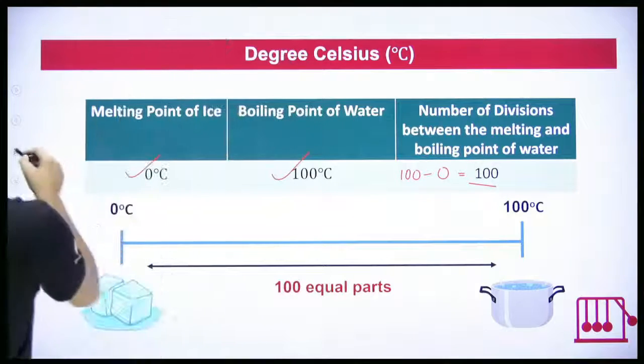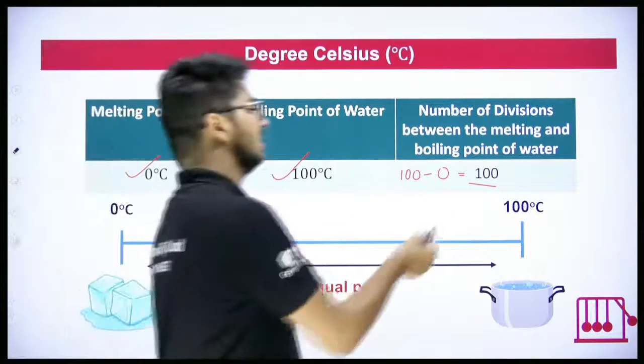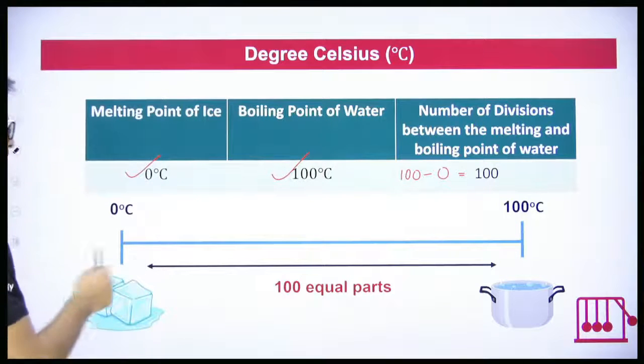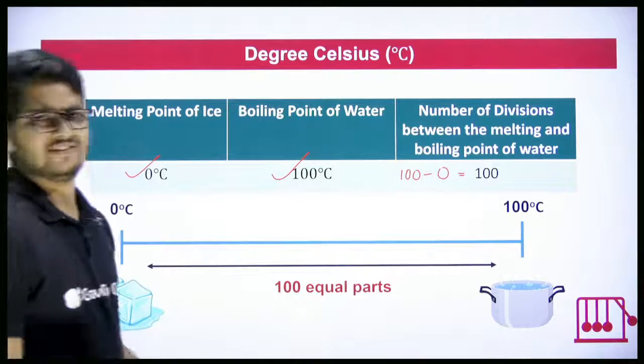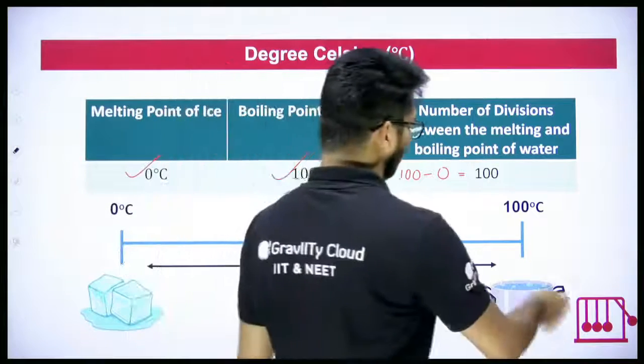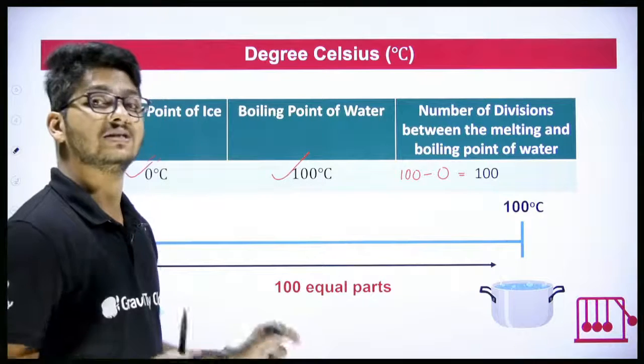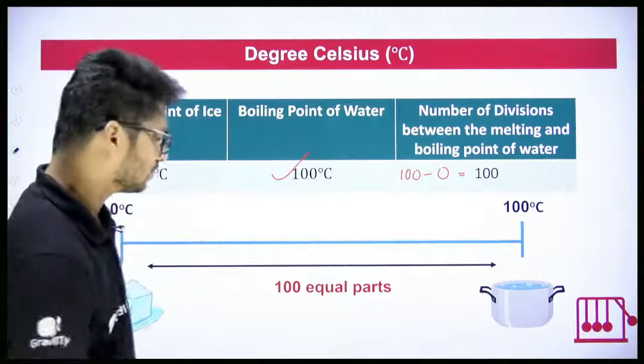Understood? Now you might ask me, sir, why did the scientist Celsius take the melting point of ice as 0? It was up to him, he decided it. Why did he take the boiling point of water as 100? It was his choice.